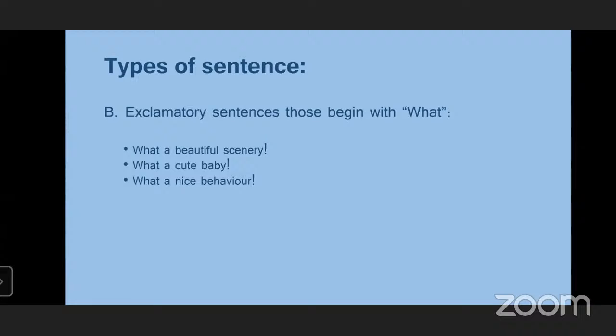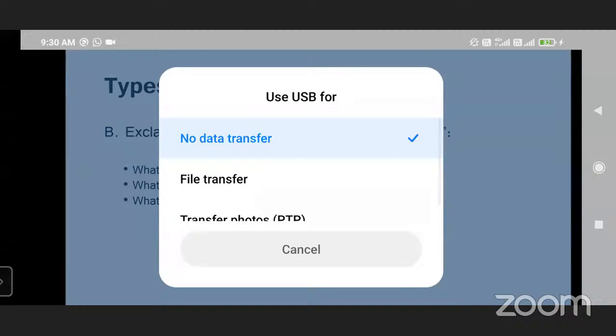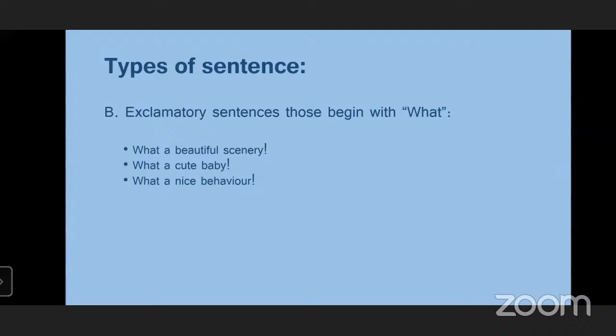What a beautiful scenery! What a cute baby! Okay, whenever you see a small baby and he or she is very cute, how do you say it? What a cute baby, right? So that time you use an exclamation mark. What a nice behavior! Okay, somebody behaves very nicely. So that time you say, okay, what a nice behavior. So this way you use what in exclamatory sentences, right? So what a beautiful scenery, what a cute baby, what a nice behavior, right? So this time you use an exclamation mark when you use what.